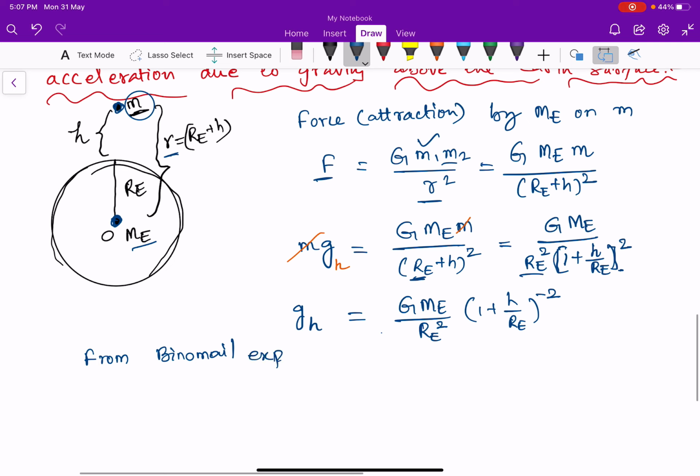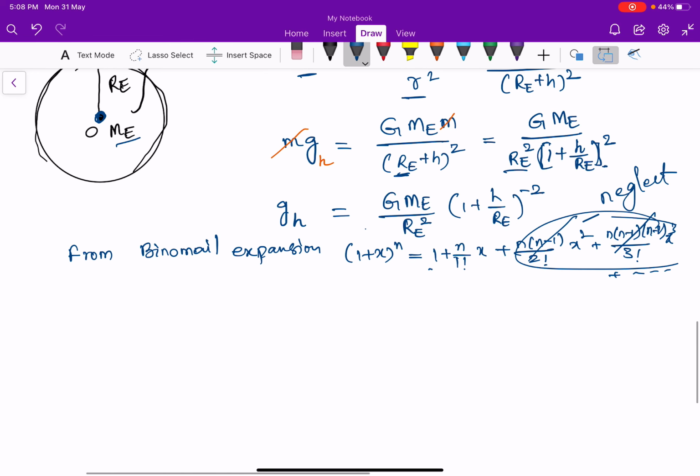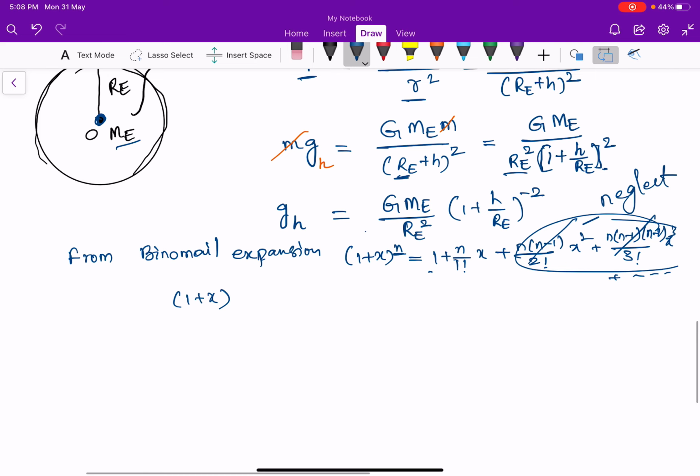From the binomial expansion principle, 1 plus x to the power of n is equal to 1 plus n by 1 factorial into x, plus n into n minus 1 by 2 factorial into x square, plus n into n minus 1 into n minus 2 by 3 factorial into x cube, and so on. I am neglecting higher order terms, just considering only the first two terms. Here x is nothing but h by R_e.